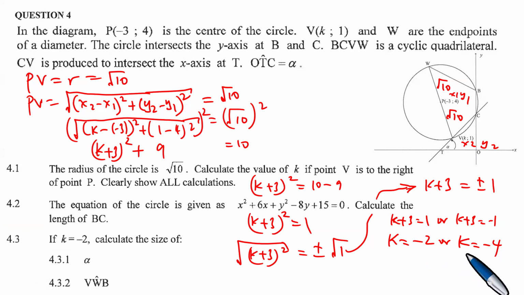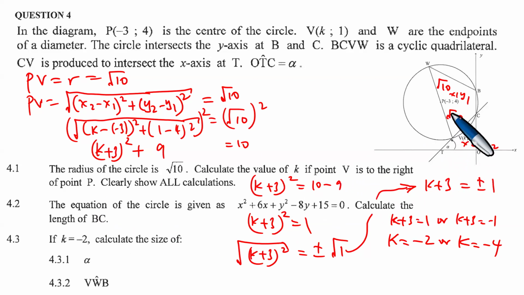Take this very carefully and see that you understand what is happening here, because this is what we have, and this is what you need to have. But now there are two values of k, and we need one of them. And now the examiner said calculate the value of k if point V is to the right of the point P.